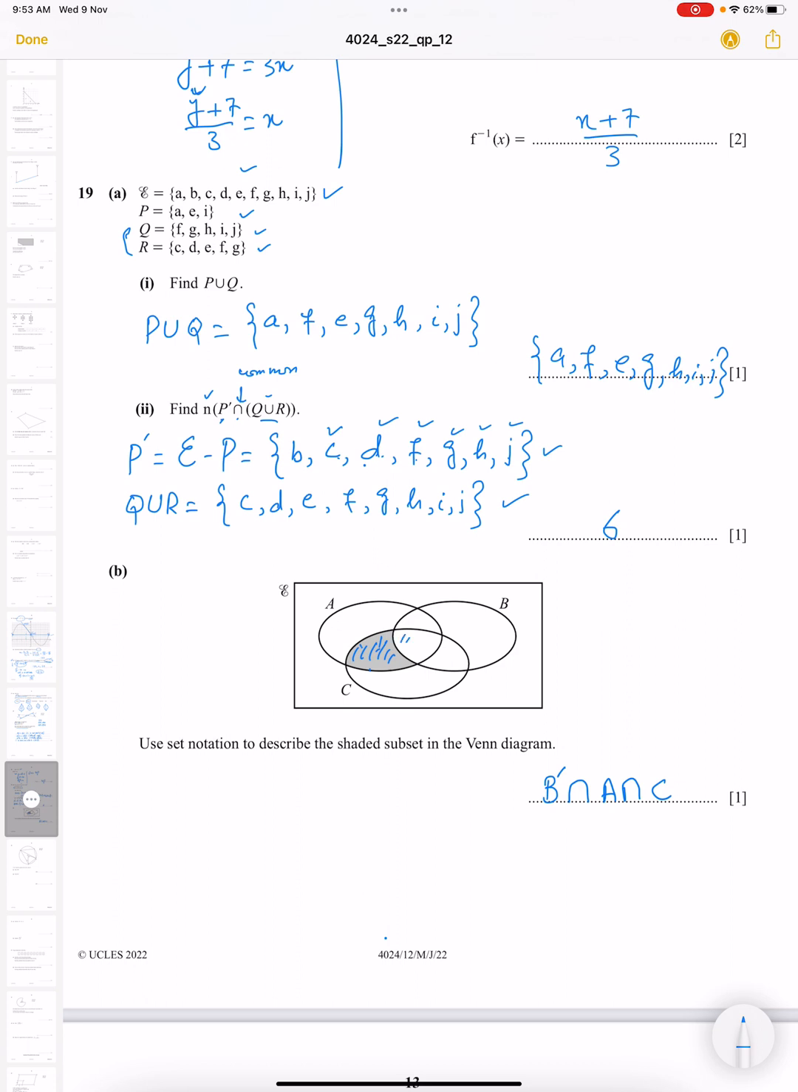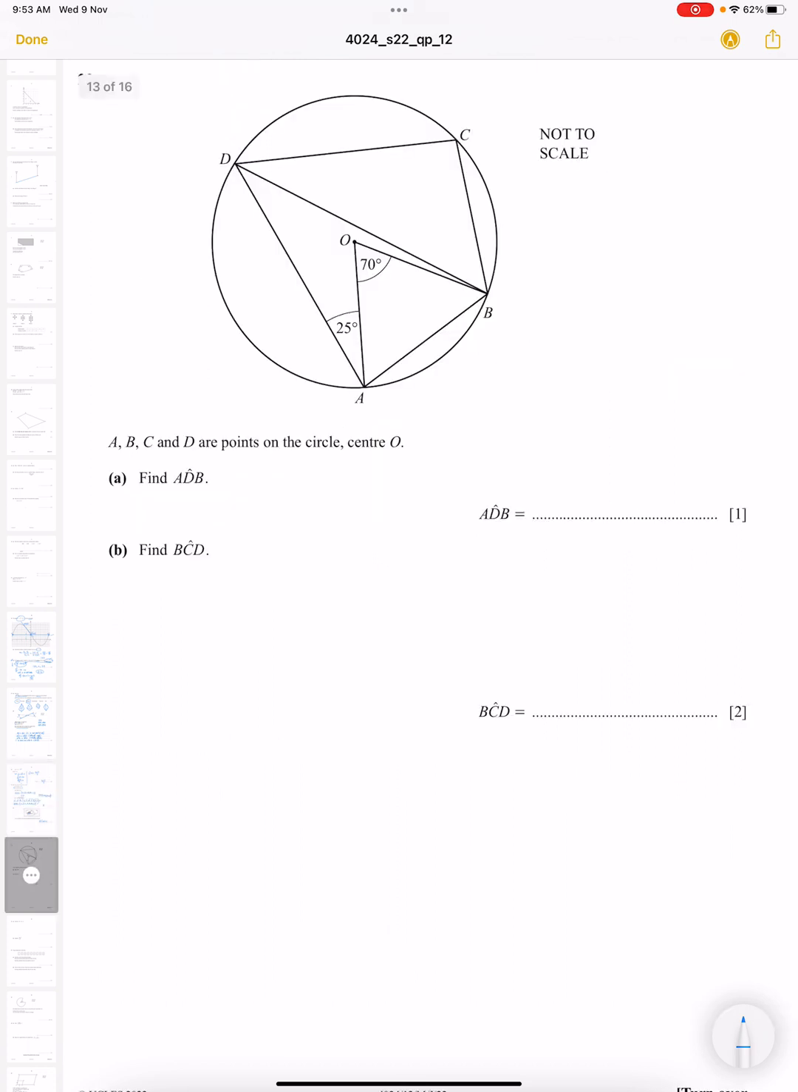Although A intersection C contains this part as well, but since this part is not included here, that's why we have put the intersection sign. Because it is the only part which is in B complement as well as A and as well as in C. Right? Next question. It's of circle properties.